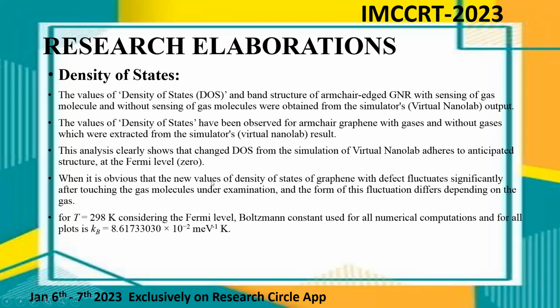It is obvious that the new values of density of states of graphene with defect fluctuate significantly after touching the gas molecules under examination, and the form of this fluctuation differs depending on the gas. We have used the temperature value 298 Kelvin, considering the Fermi level. Boltzmann constant is fixed, Kb. The value of Kb is 8.617333030 × 10^-2 milli-electron volt inverse Kelvin.